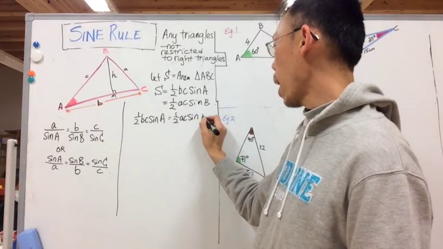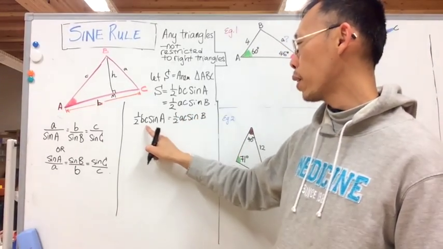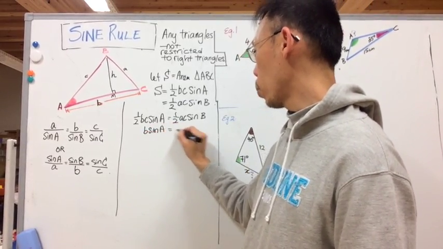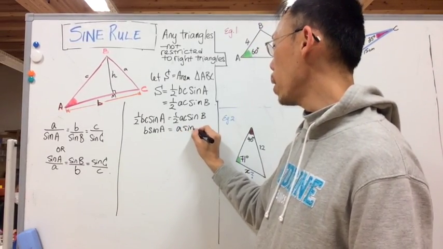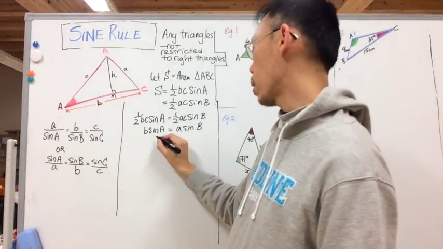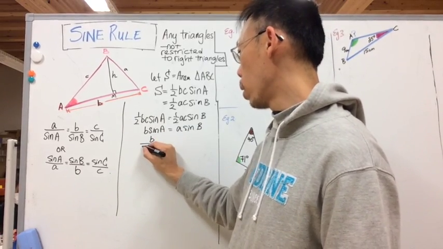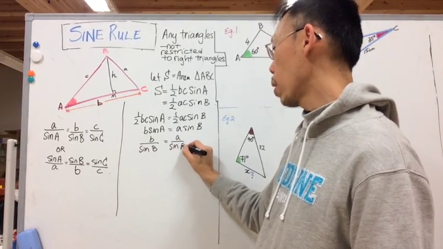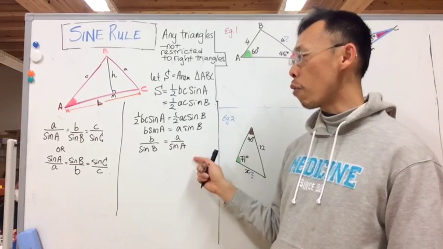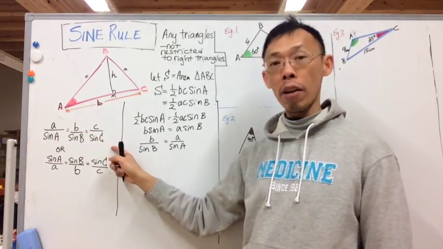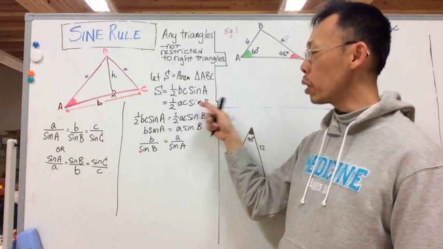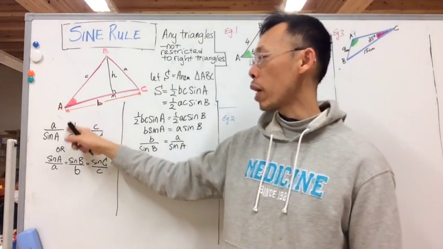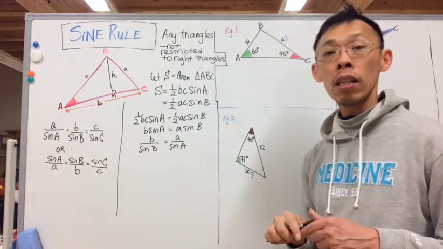Cancelling the common factors, in this case half C, I'm left with B sine A equals A sine B. Reorganizing this, I will have B over sine B equals A over sine A. So I've derived the first part of this sine rule, and if I use half BA sine C, I will also be able to get the second part. So basically, this is the derivation.